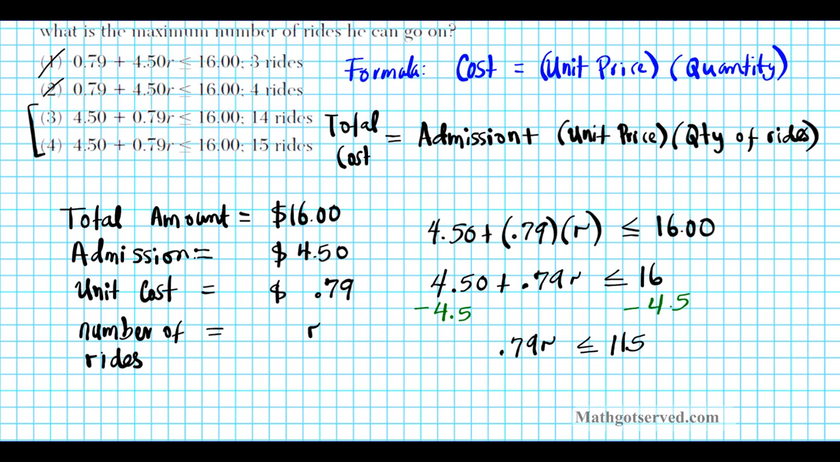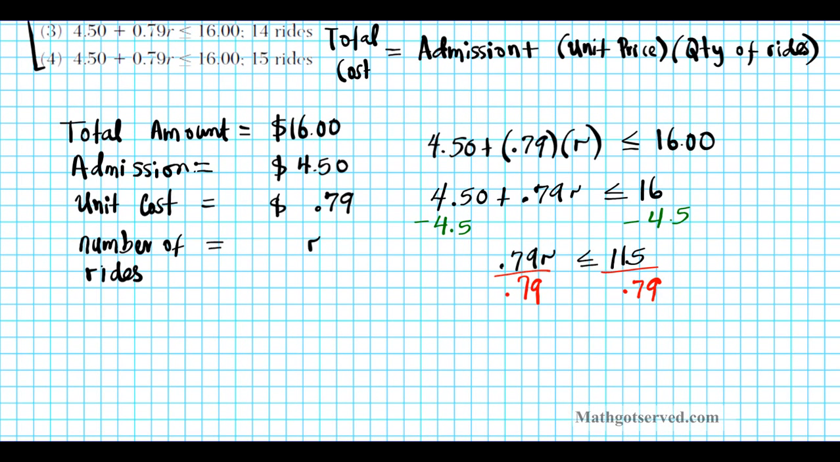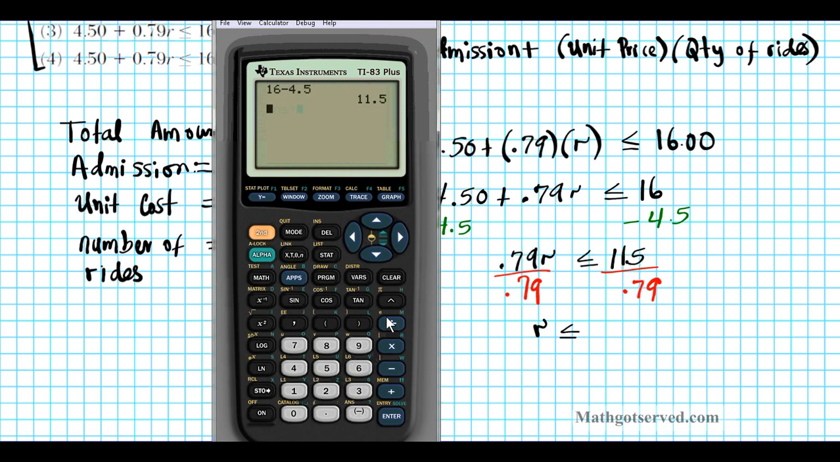And to finish this problem off, we'll just simply divide both sides by 0.79. Have the calculator do the work for us. And then that will give us our value of r. Okay, so let's write that down. r is less than or equal to. Let's put that in a calculator. So divide your answer by 0.79, and then you get 14.5.